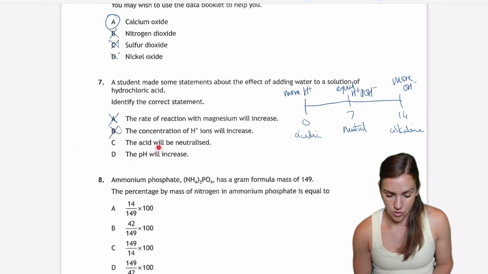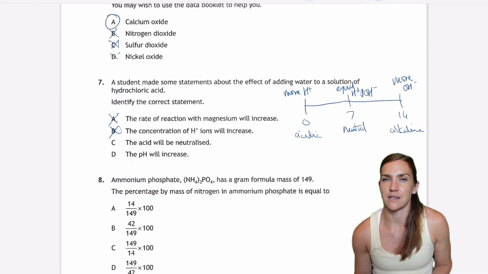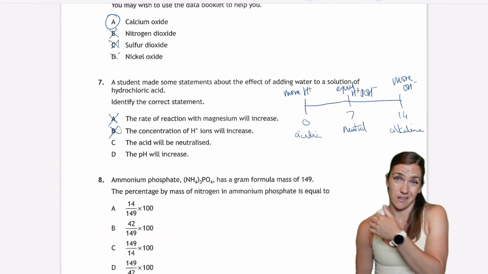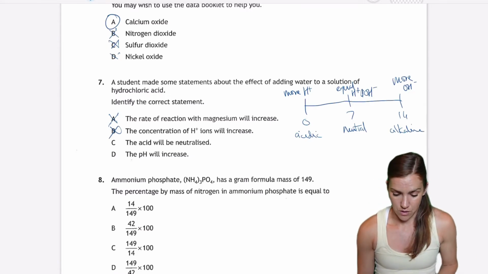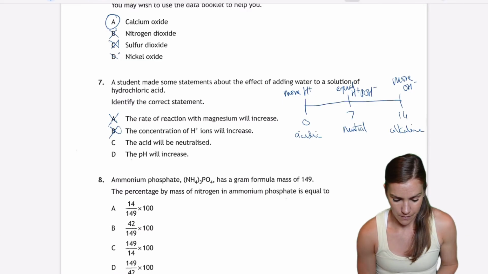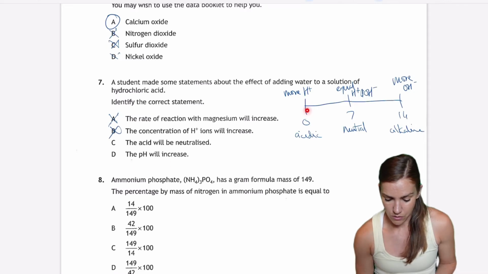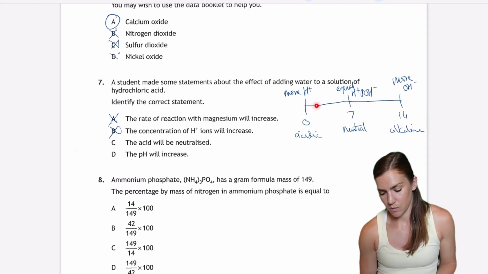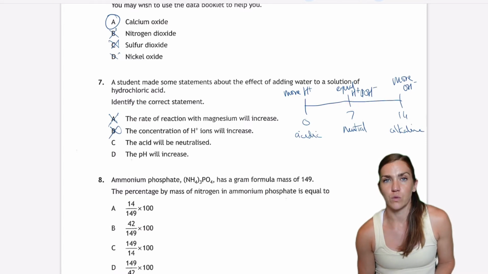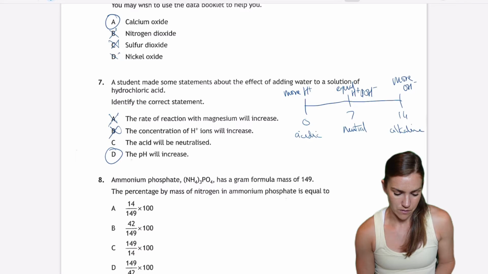The acid will be neutralised. You can't neutralise an acid by diluting it, you only make it less acidic, so it's not going to be that one either. However, that might have been one that people were like, that might be right. So if we just go to the last one, just to be sure, the pH will increase. So we're starting at low pH. When we dilute it, it goes up towards 7, which means the pH number will actually go up. So that is definitely our answer.